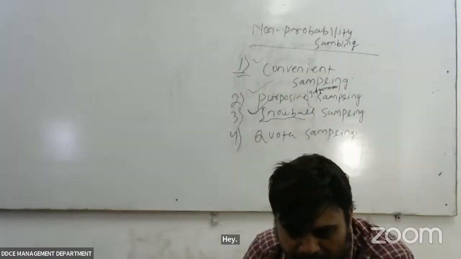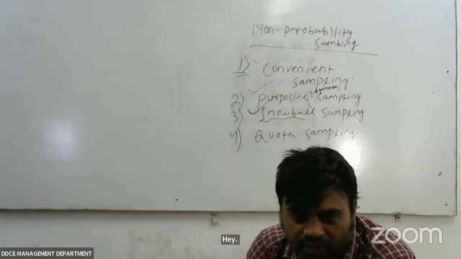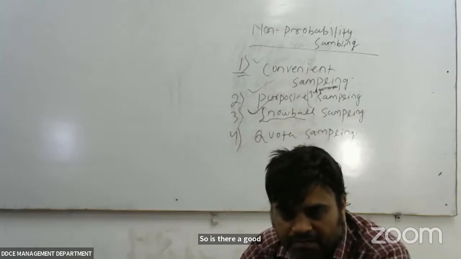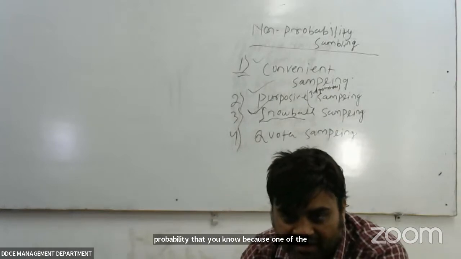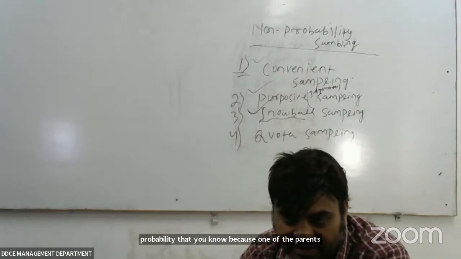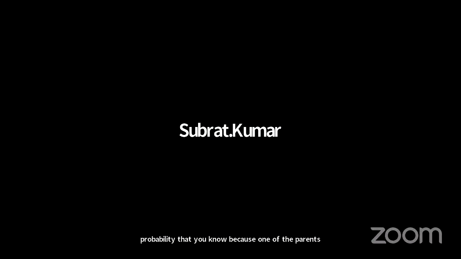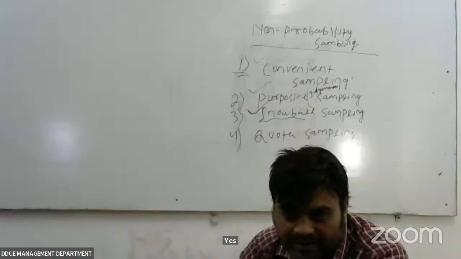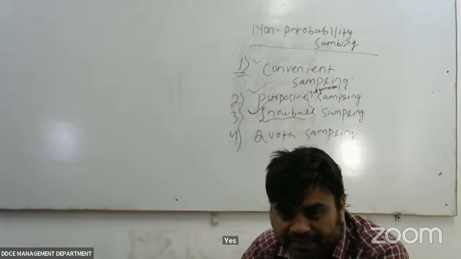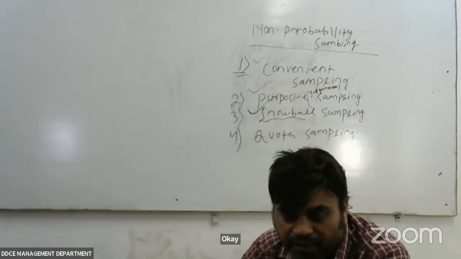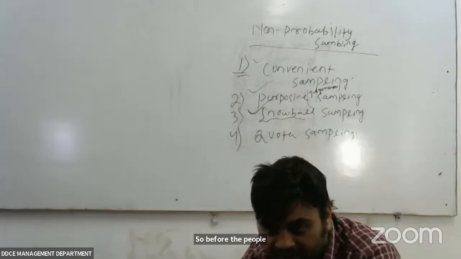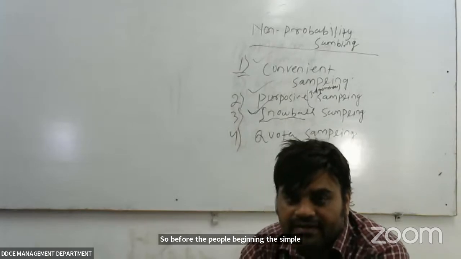So is there any probability there? No, because we already know where to go to collect the data, right? Yes, sir. So before designing the sample, we are already judgmental. I know where I will go, yes or no? Yes, sir.